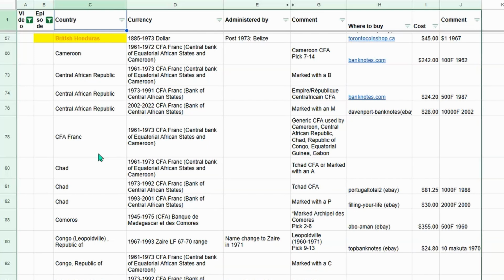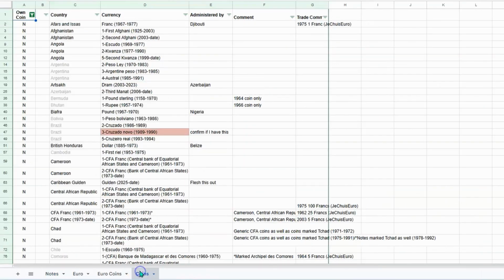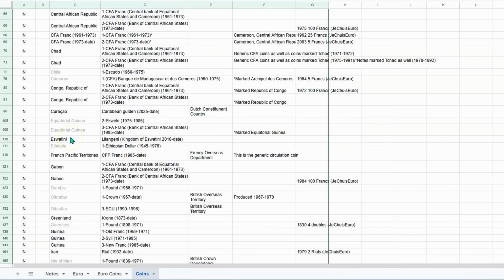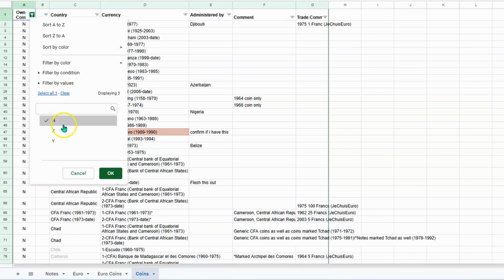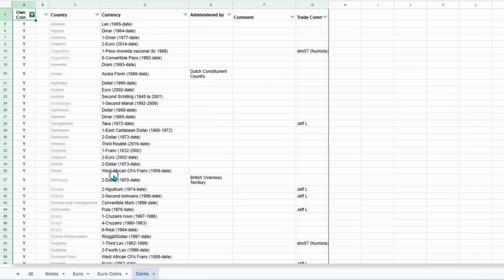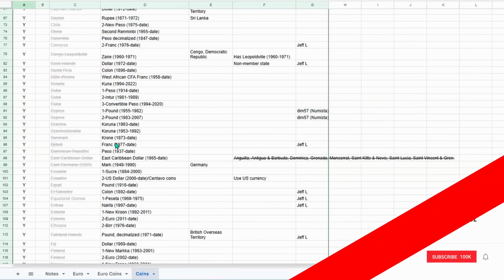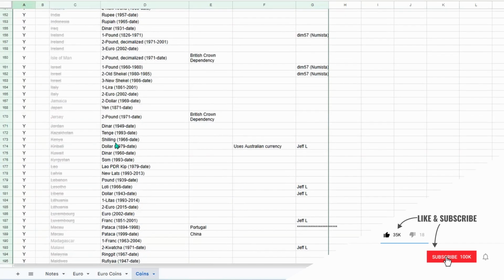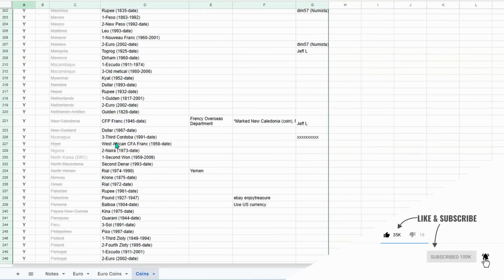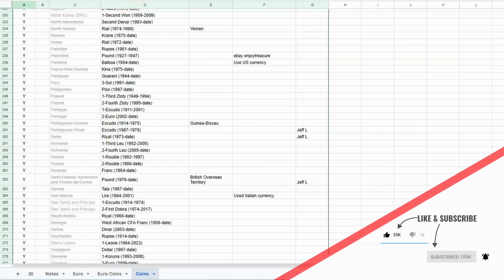But that being said, stay tuned because I will be starting my World Coin series where I have many. Let's see, these are the ones I don't own. But if I go over here to the ones that I do own, I have many. And I'm ready to go now to start my series of world currency focusing on coins.